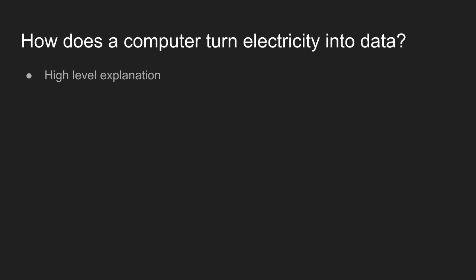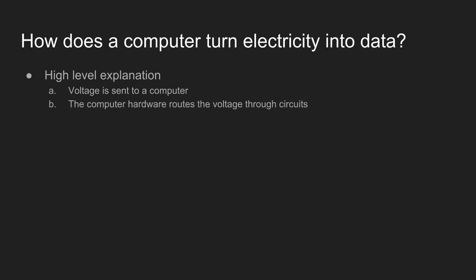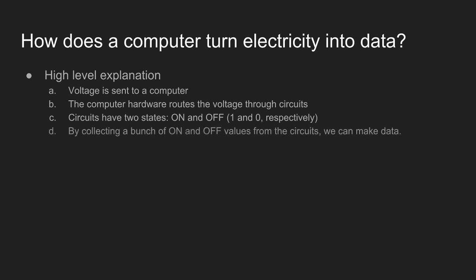A little bit off. But so what happens is you plug your computer into a wall and some voltage gets sent to your computer, right? Then from there, the computer routes this voltage into circuits, which you can just think of as wires. And these circuits can be turned on or off, or 1 and 0 respectively, which will make a little bit more sense in a minute.